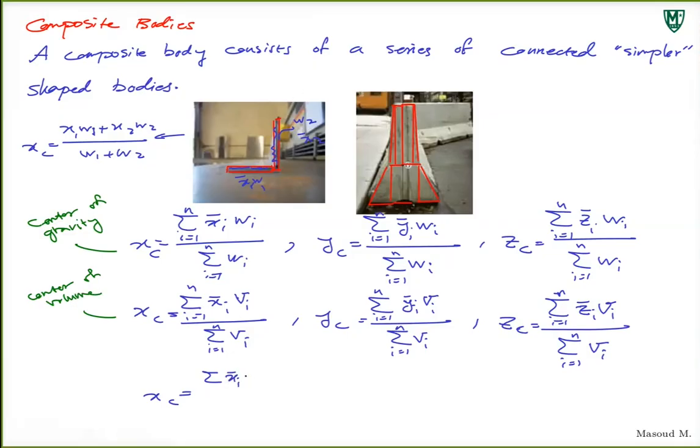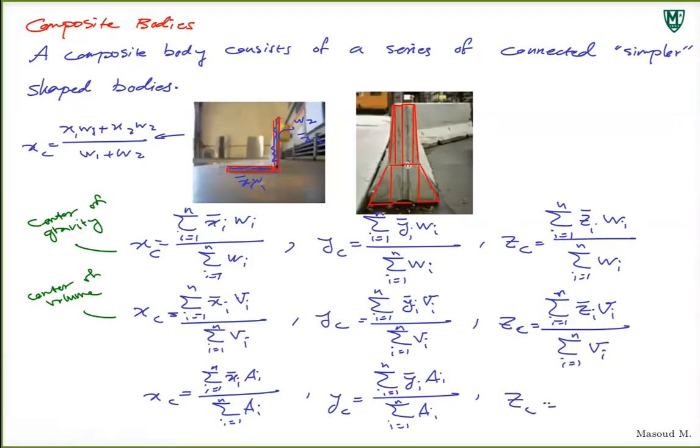For an area, you'll get the sum of xi Ai, i from 1 to n, over the summation of Ai, i from 1 to n. YC would be the summation of yi Ai, divided by the summation of Ai, i from 1 to n, depending on how many simpler bodies we can divide this into. ZC is the sum from 1 to n of zi Ai divided by the summation of areas, i from 1 to n. This would be the centroid of volume, or centroids of volume.